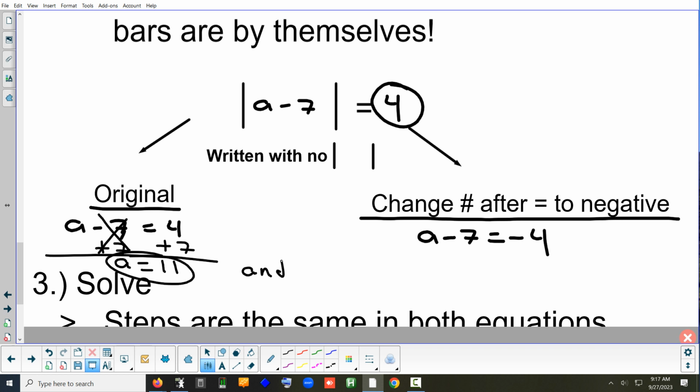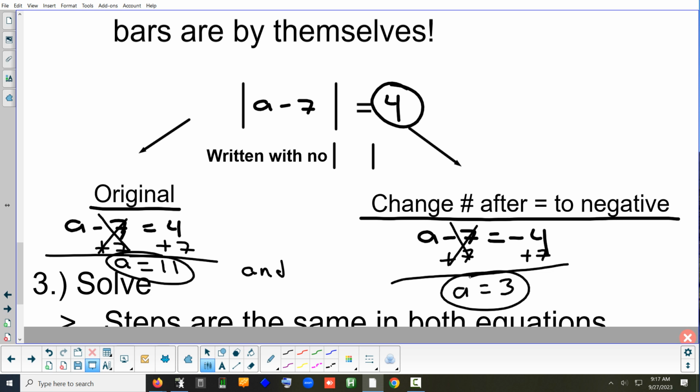Now we have to solve this equation. Oh, I see. So how would you solve this one? You would add 7. Yeah, it's the same step. I'm actually going to write that down in a second. So negative 7 plus 7 gives you 0. And we have A equals, what's negative 4 plus 7? 3.